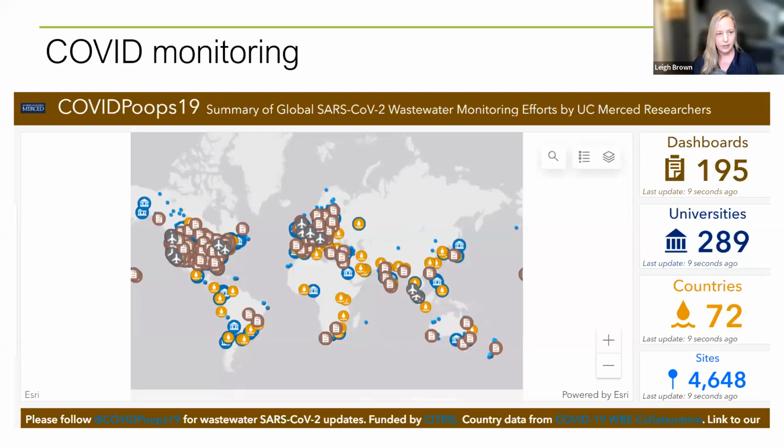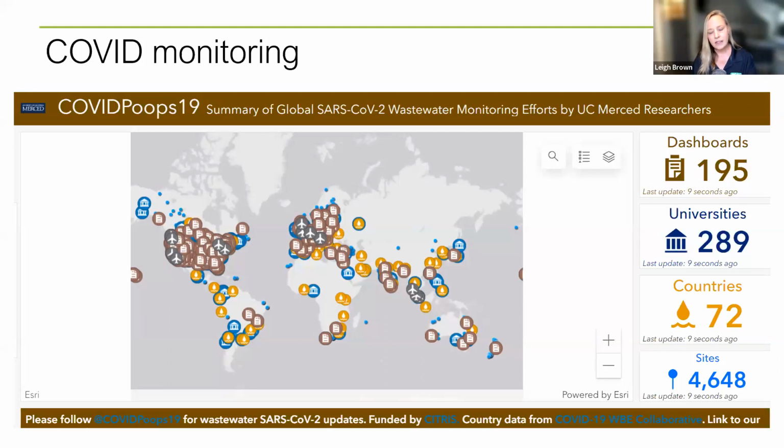And so what you're looking at here is this COVID Poops 19 dashboard run by the researchers at the University of California in Merced, right? I think this is current from today. We're looking at 72 countries, and you can see there's airports, universities, all these different testing sites, and they're all compiled on this dashboard here, which is really cool.